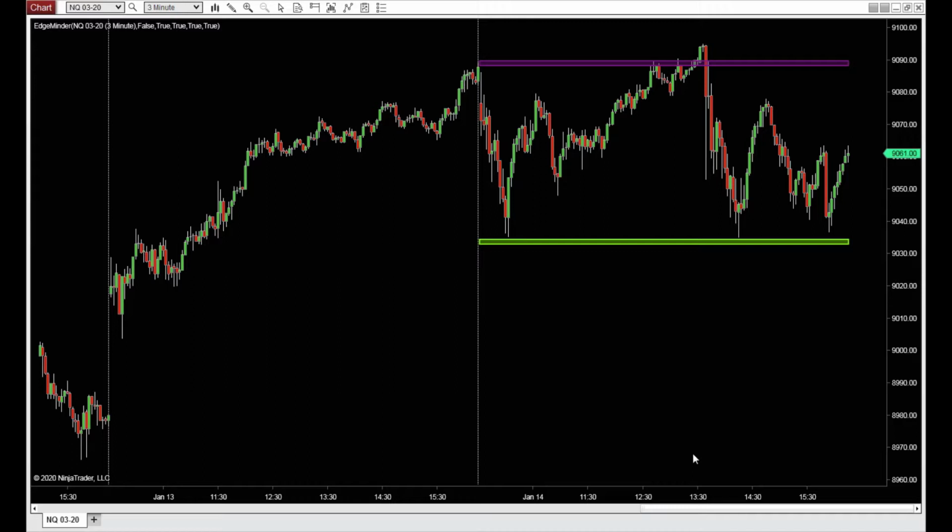I have on my screen here a couple of things. First of all, March NASDAQ futures, and then also we're looking at EdgeMinder, and EdgeMinder automatically displays areas where the market is likely to either have difficulty rising against or where it will likely find support.